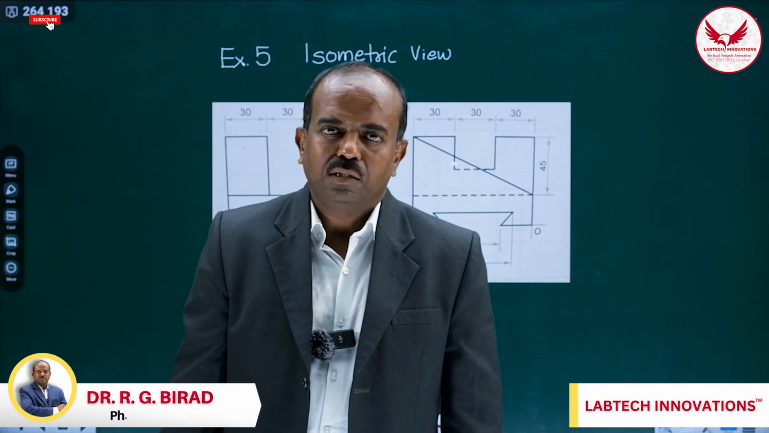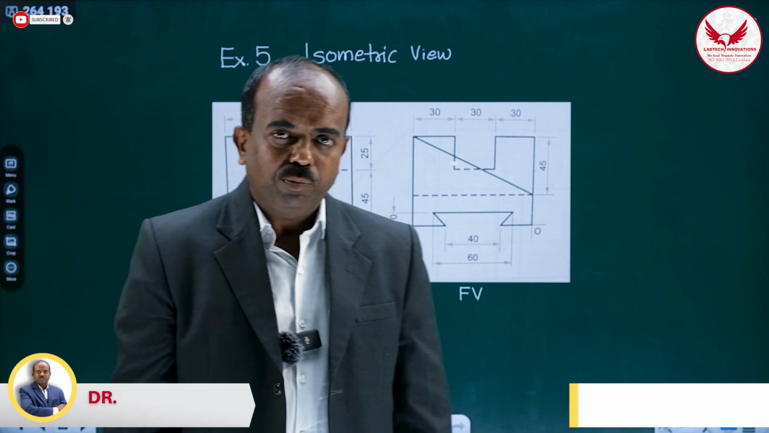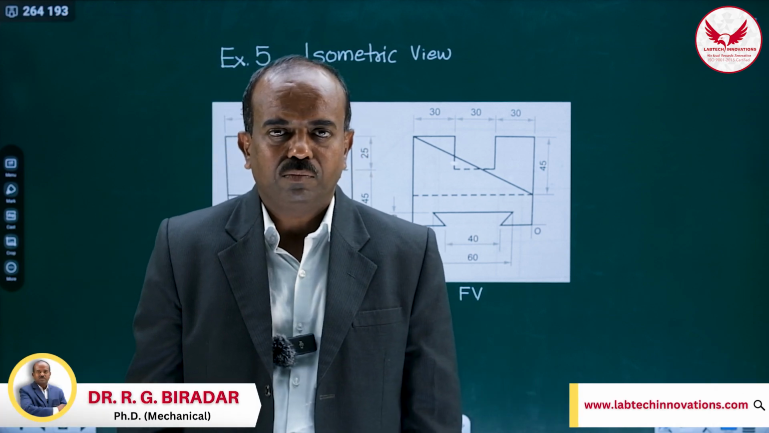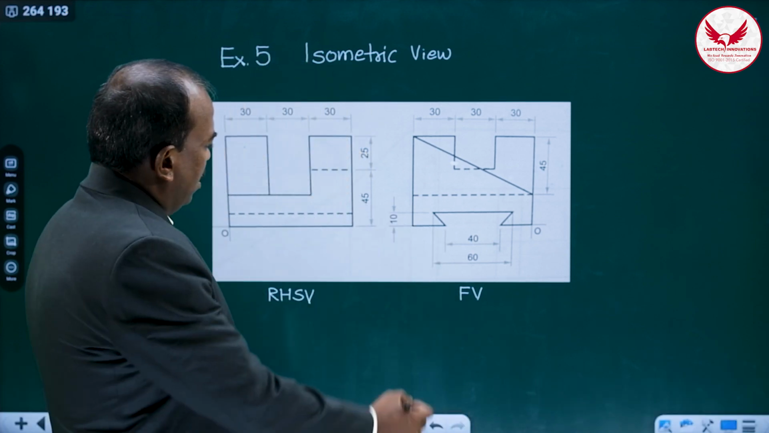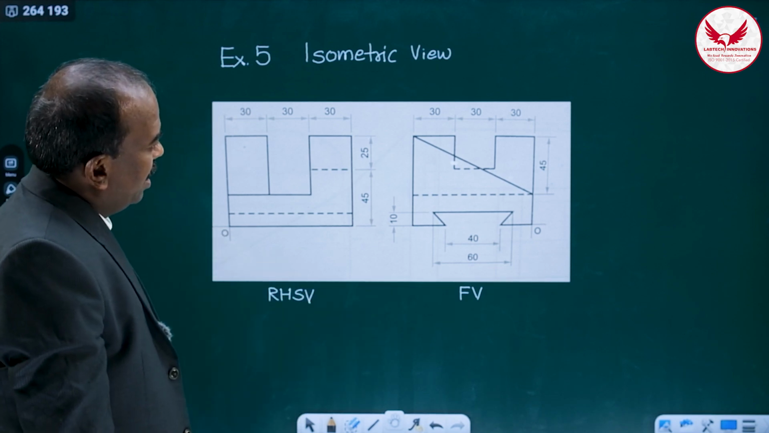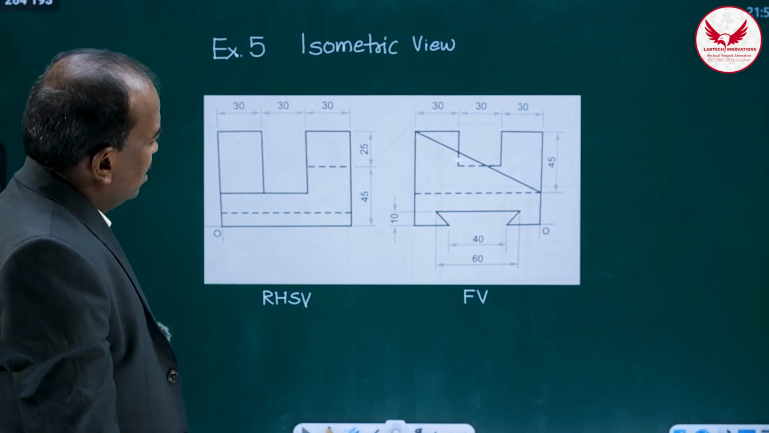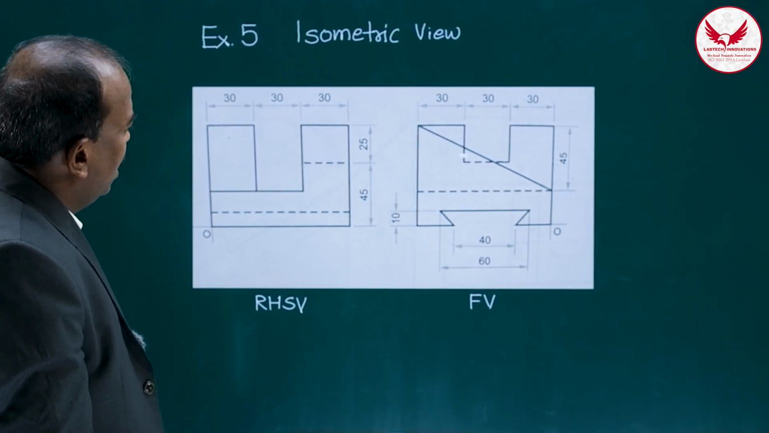Hello friends, today we'll see the isometric view when front view and side view is given. So in this example, front view and right hand side view is given. We'll prepare its isometric view. So initially always read the orthographic view neatly.